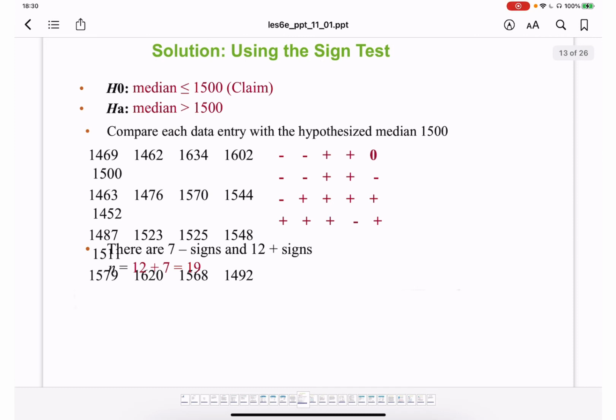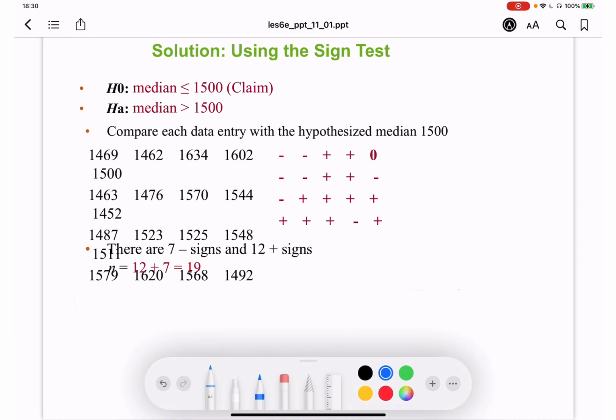Okay, so we have our median. Its claim is less than or equal to 1500. That means the median for the alternative is going to be greater than 1500, right?